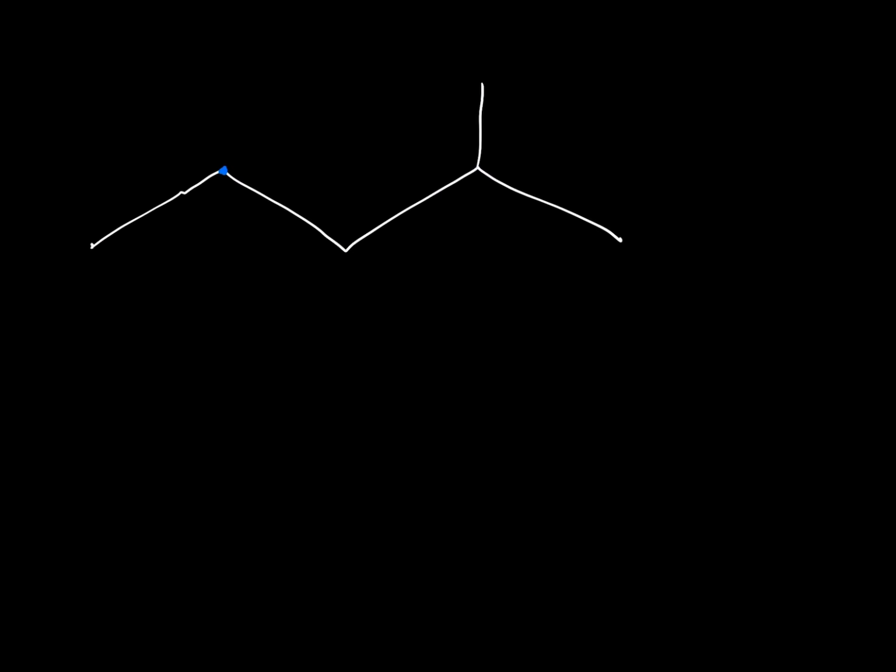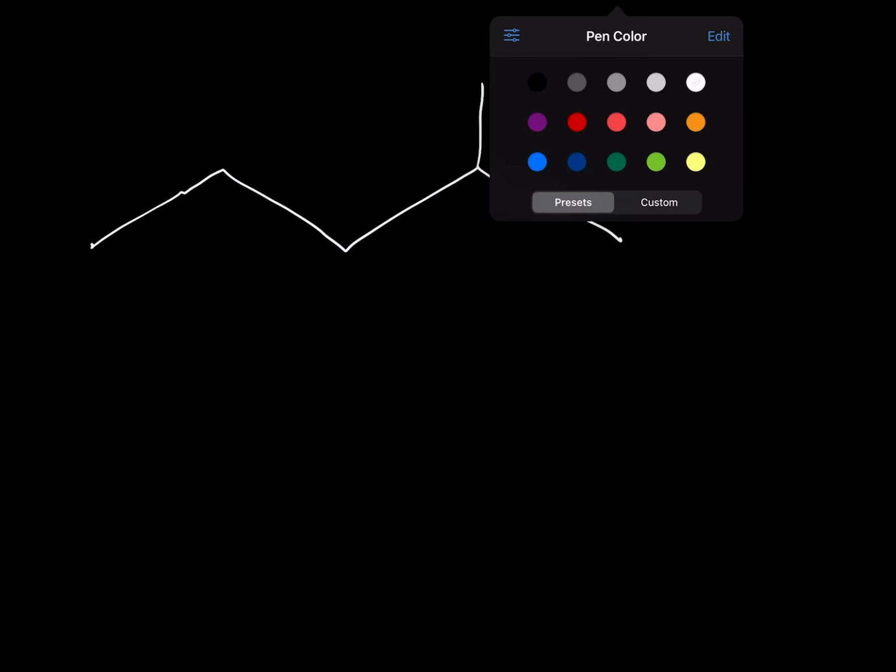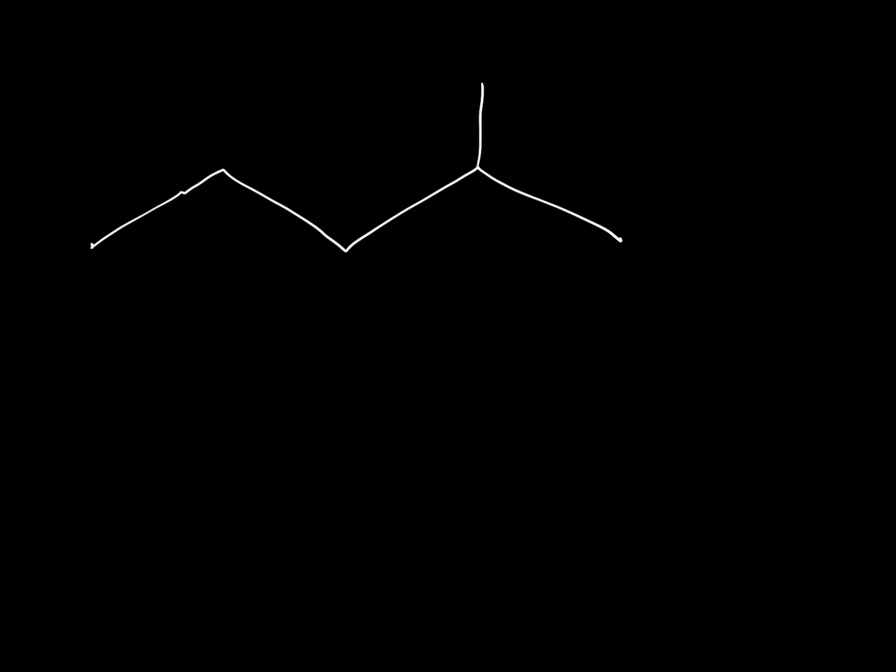So knowing that, we have 1, 2, 3, 4, 5 carbons in the main chain. So that's called, once again, pentane. And we have a substituent, a methyl, coming off of carbon 2. So 2-methylpentane is the name for this one.